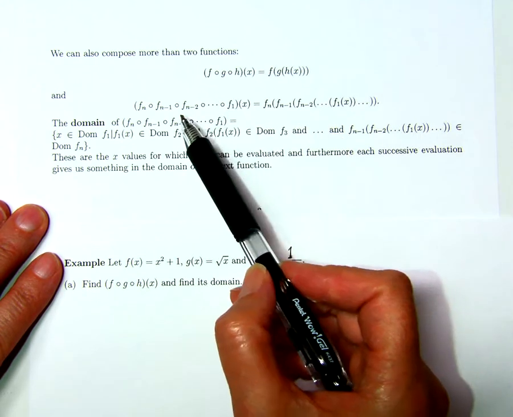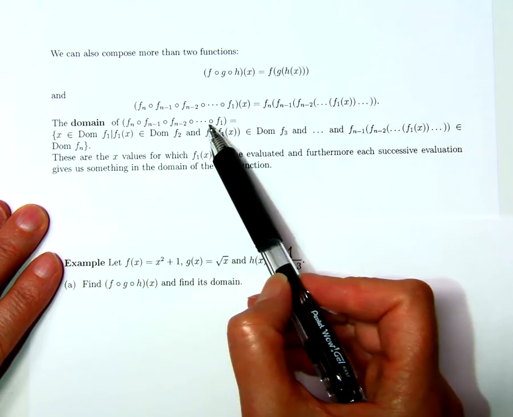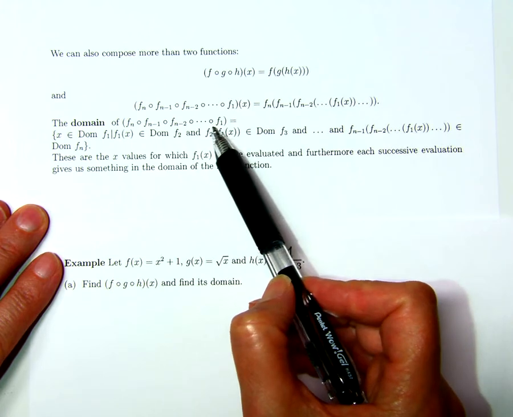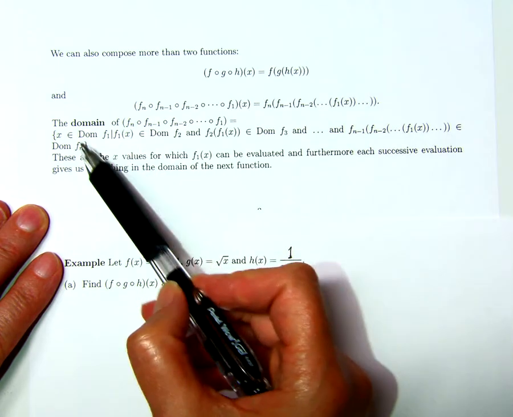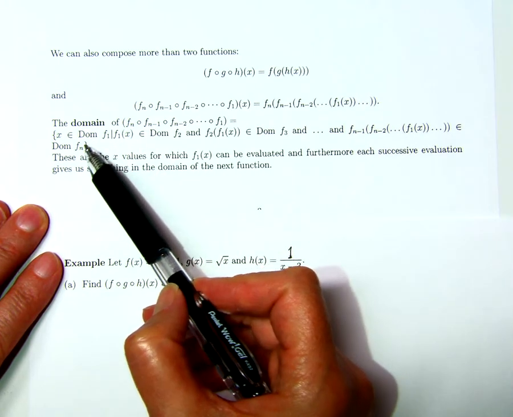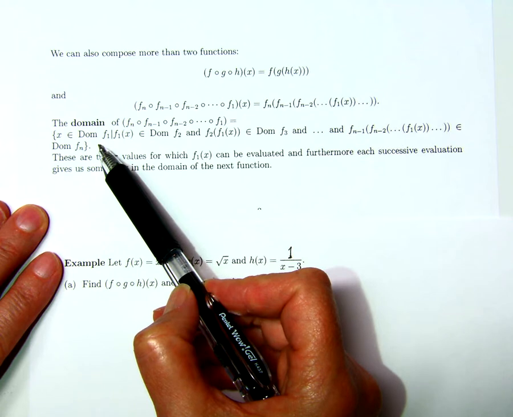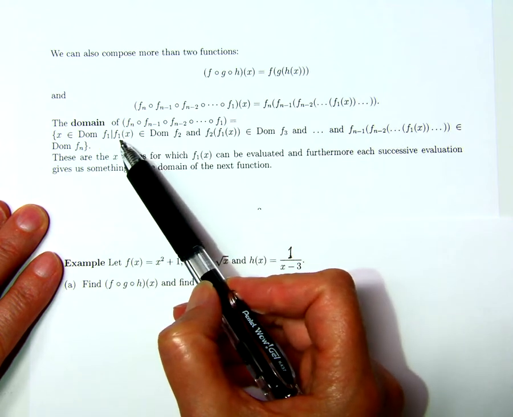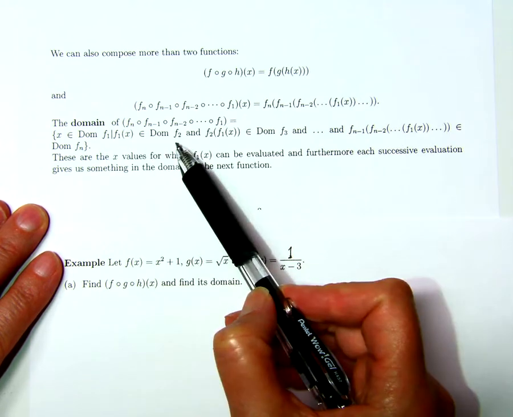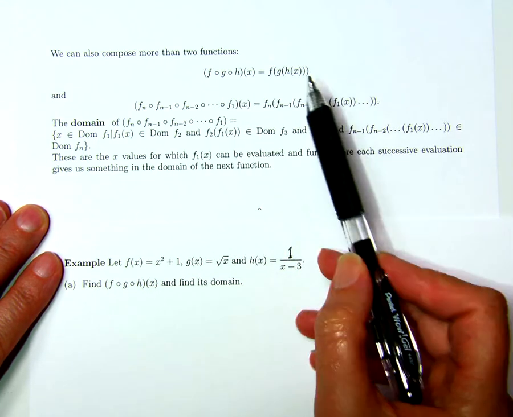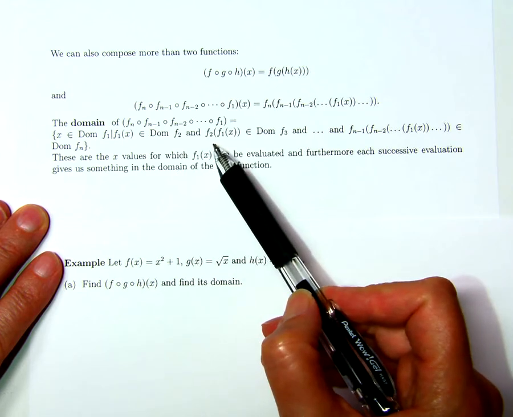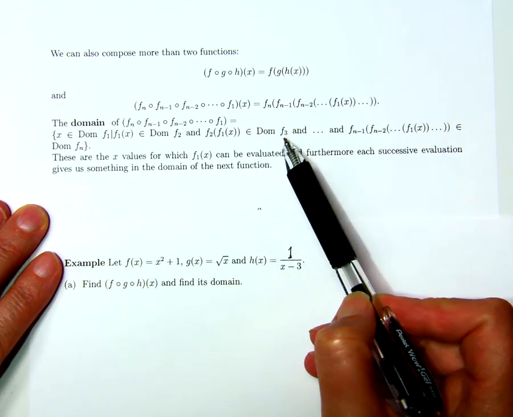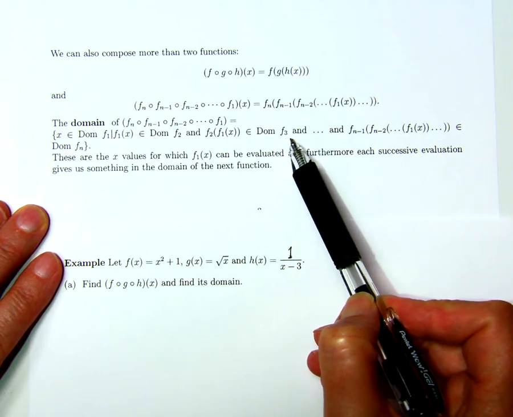The domain of a multiple composition like this is the set of all x so that I can first apply f1, so it's x in the domain of f1, and then I must have f1 of x in the domain of f2, because I'm going to have to apply f2 to f1 of x, and then the next thing I get, f2 after f1, must be in the domain of the next function, f3, etc.